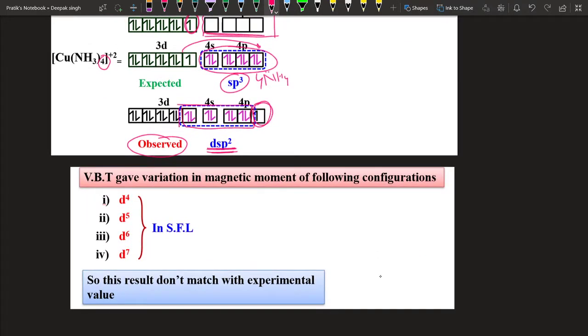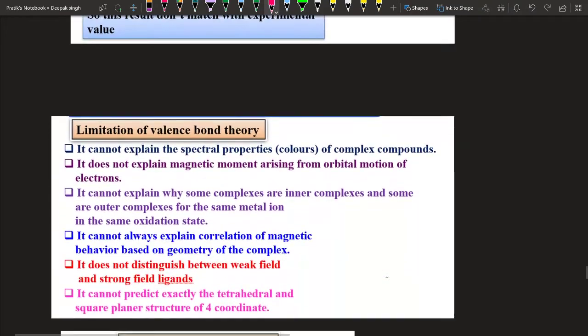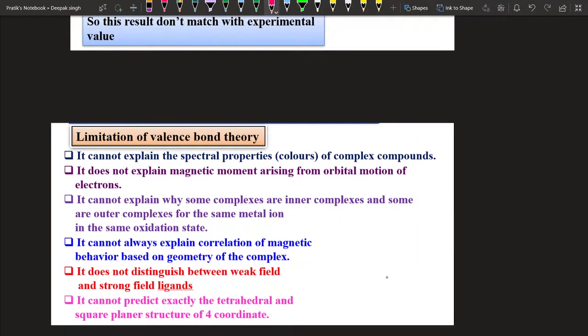Also some points you will see. Valence bond theory gave variation in the magnetic moment of the following configurations. If it is d4, d5, d6 and d7, then the magnetic moment for the strong field ligand has what? Variable magnetic moment. So this is not correctly explained on the basis of what? VBT. So the conclusion, if you will see the limitations here, we can conclude that as per VBT, some of the following points are not applicable for all the complexes.